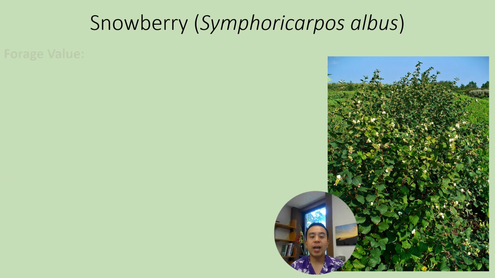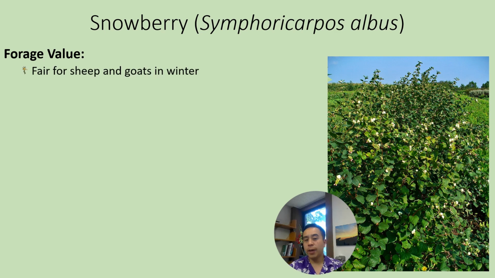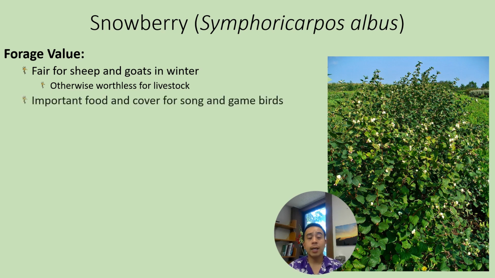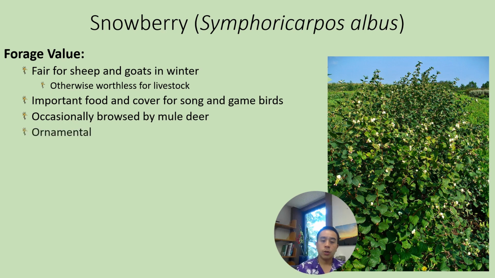In terms of its forage value, it can be fair for sheep and goats in the winter, but otherwise is pretty much useless for all other livestock classes, and oftentimes is important food and cover for song and game birds because they really enjoy those beautiful berries, and it's also occasionally browsed by mule deer. Those berries also, because they're so unique and characteristic, often make snowberry a nice ornamental plant that's used across our campus and in other regions as well.